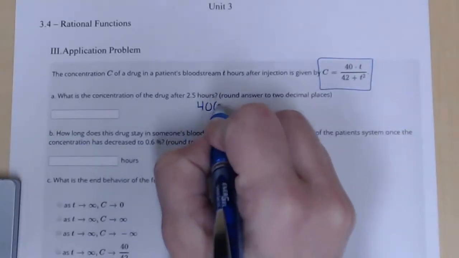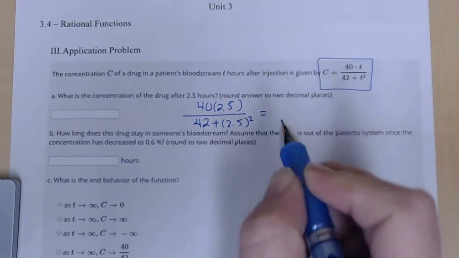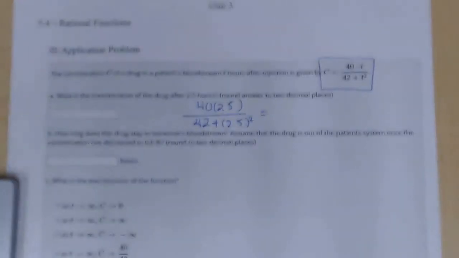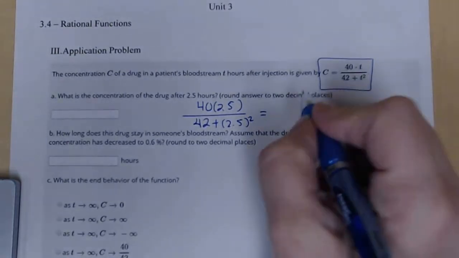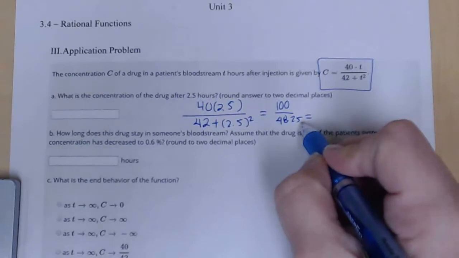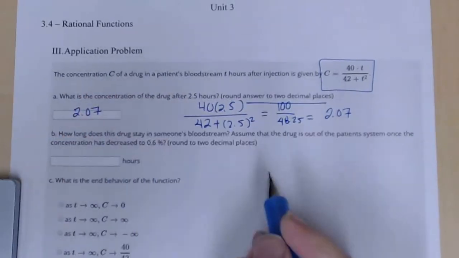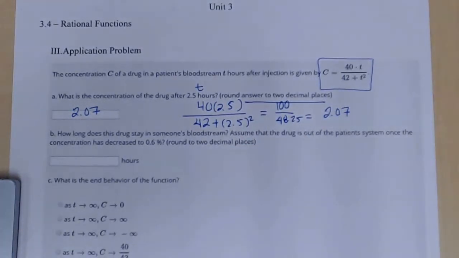So I'm going to say 40 times 2.5 over 42 plus 2.5 squared. I'm just going to use my calculator as I go. 40 times 2.5 gives me 100. And then 40 plus 2.5 squared gives me 48.25. And so when I divide that out in my calculator, I get 2.07. It did say round to 2 decimal places, and so that's my concentration after 2.5 hours, because that was my t. So part A, that's evaluating a polynomial. That is like day 1 of college algebra.